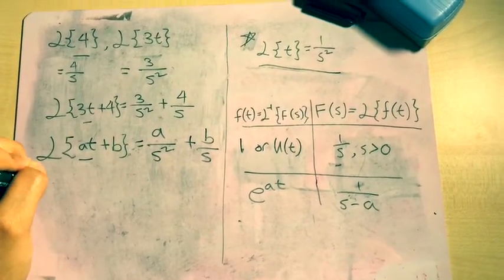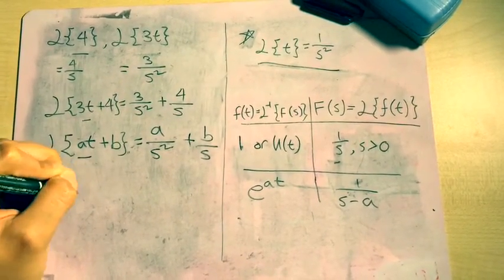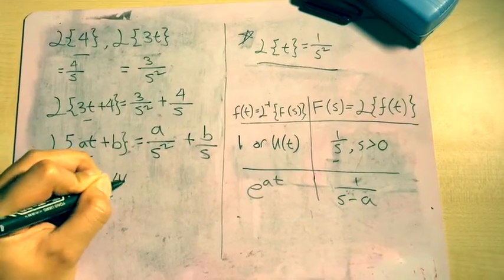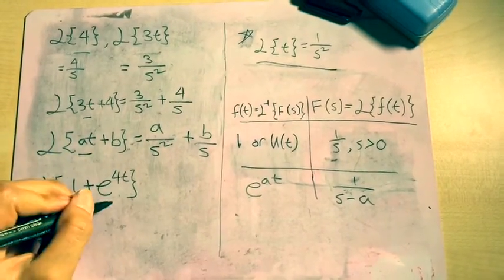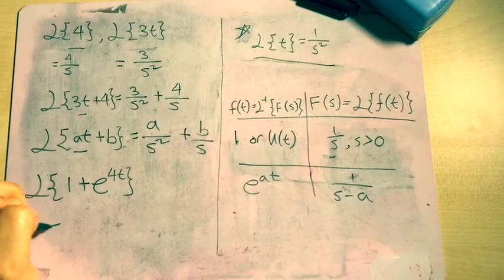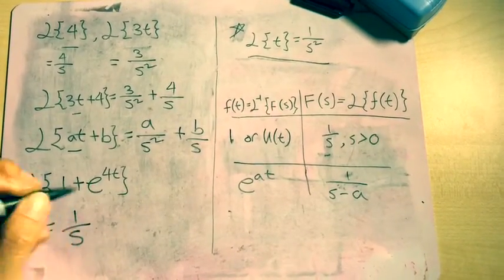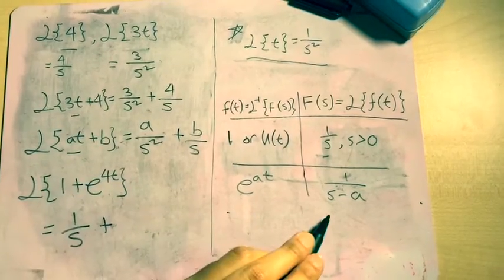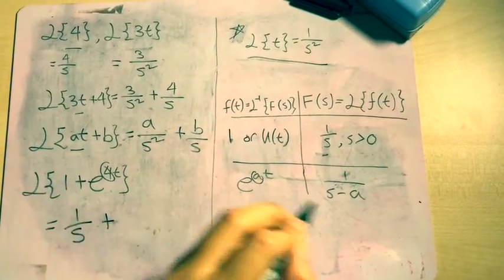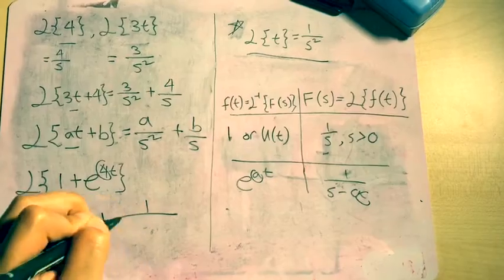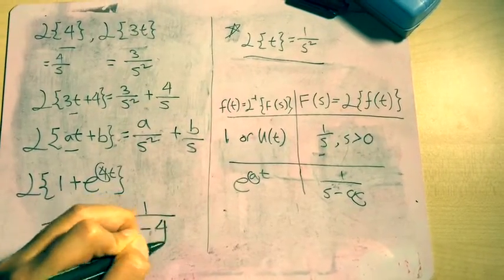Another example, if you were given 1 plus e to the 4t, which we also did earlier on, e to the 4t, your answer would be 1, Laplace transform of 1 is 1 over s, plus e to the 4t, just replace, would be 1 over s minus 4.